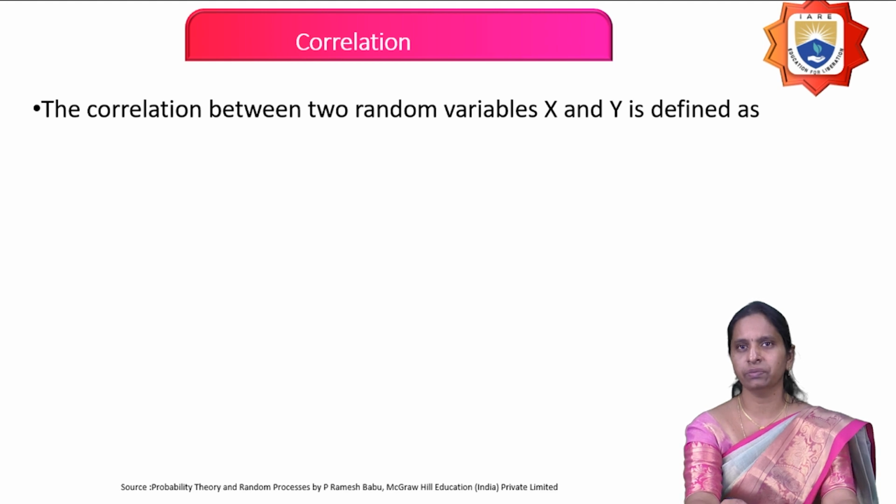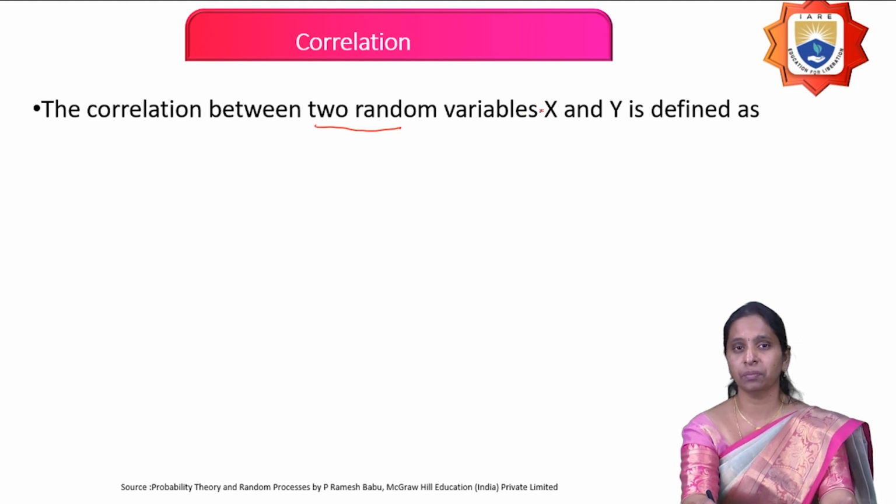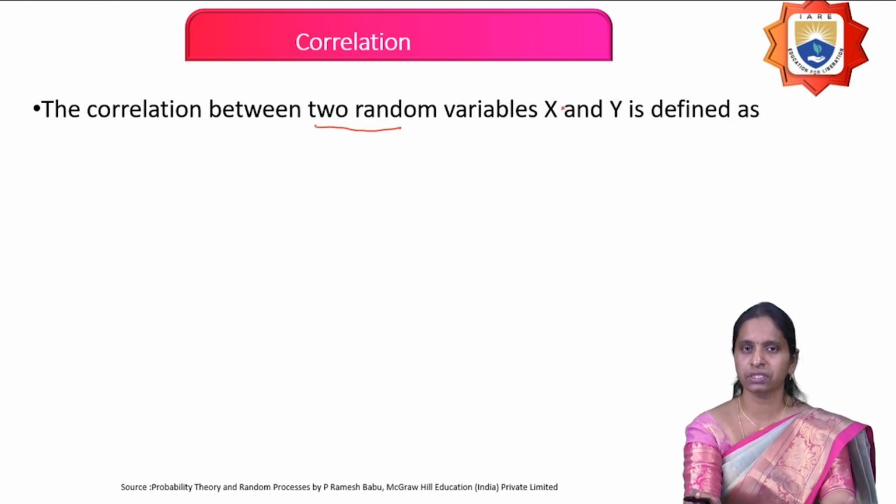Now, next we are going for correlation. So, what is correlation? Relation, nothing but similarity: how they are related. Correlation is nothing but measuring the similarity. So, correlation between 2 random variables means measuring the similarity between 2 random variables.